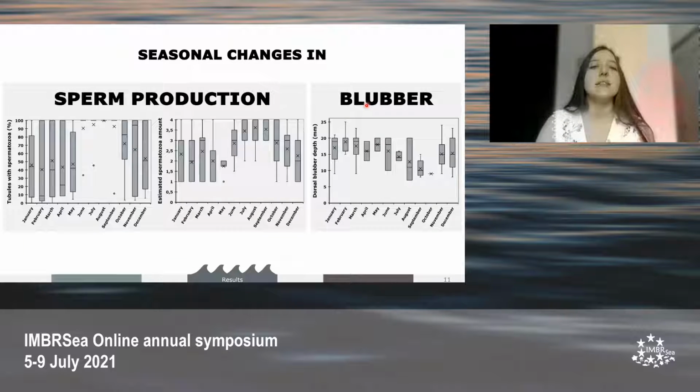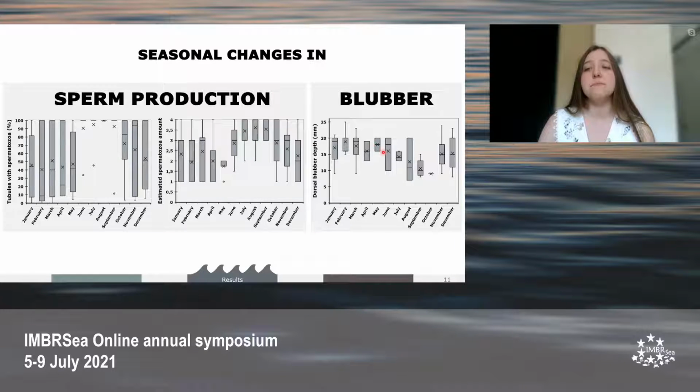Then seasonal changes in sperm production. You saw in the other parameters that the peaks were mostly from June until September, and you see that here too. Here almost all individuals have all of their tubules filled with sperm, and outside of this period you have very strong individual variation. Then you see a similar pattern of this peak in summer, from around June until September, in the estimated amount of sperm.